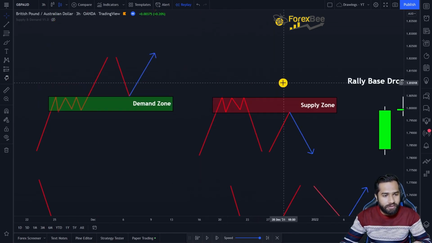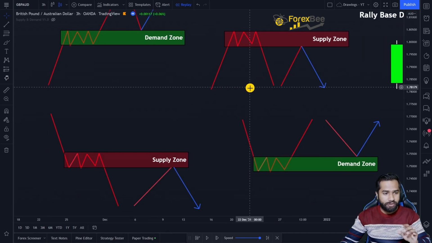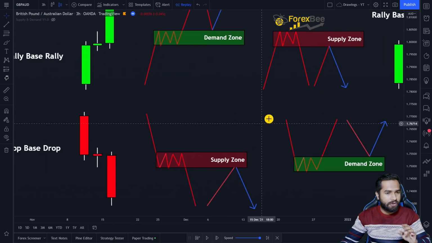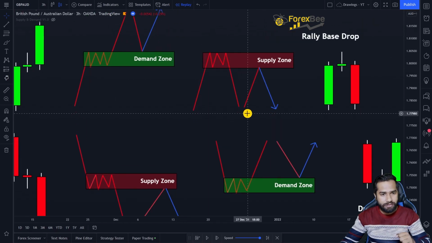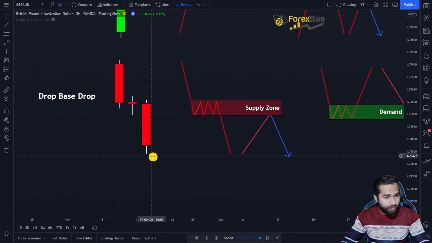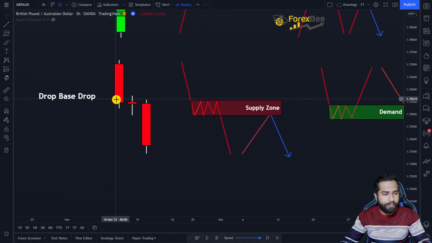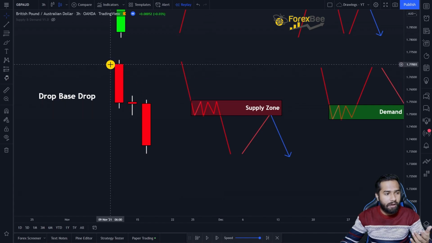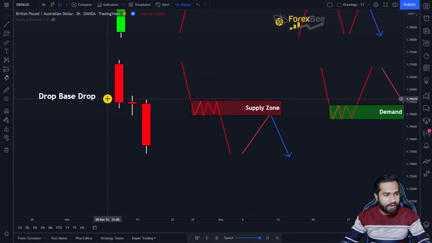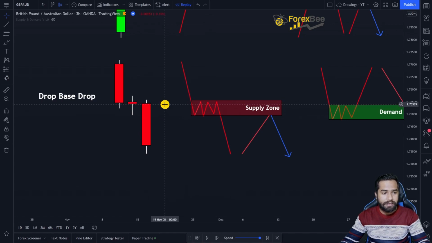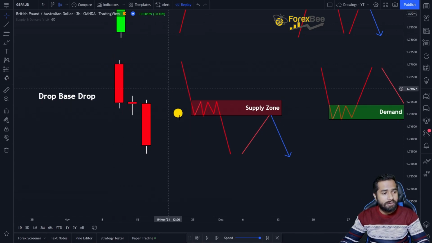Now let's talk about the supply zones. There are 2 types of supply zone. The first one is drop base drop, and the second one is rally base drop. So let's talk about the drop base drop supply zone. In a drop base drop supply zone, the first candle is a big bearish candle, which represents a big bearish move by the sellers. That means that sellers have the momentum right now. Then the second candle is a small bodied candle which has a very small body but long shadows. And the third candle, or the last candle, is again a very big bearish candle. So this is a supply zone.